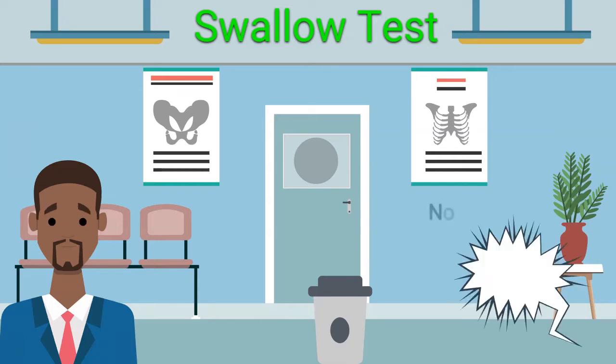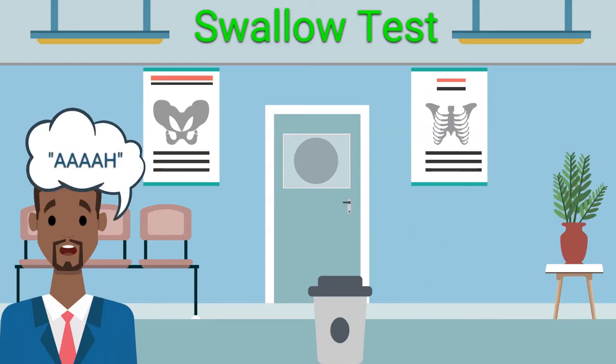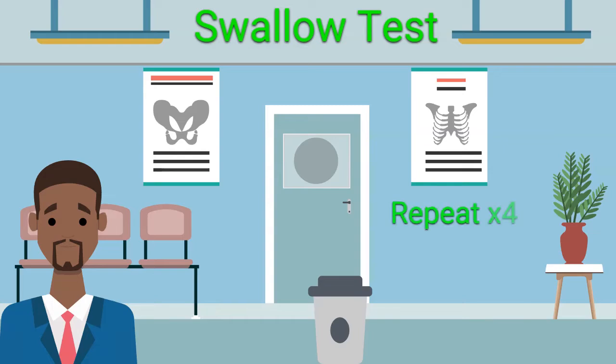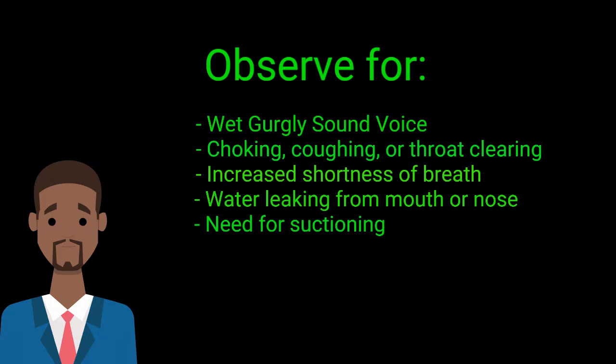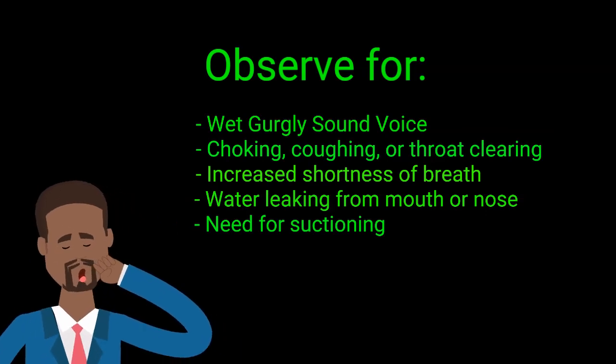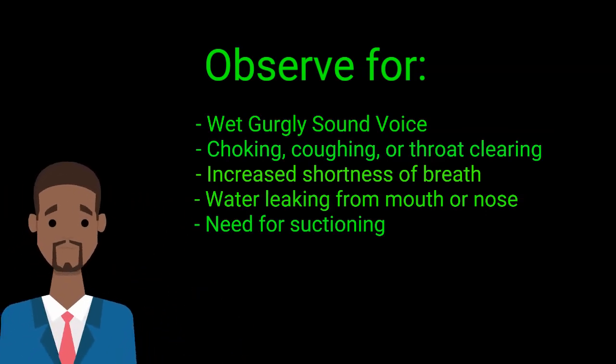Ask the patient to count from 1 to 10 or alternatively voice ah for 10 seconds. If the voice is clear and no discomfort is observed, give the patient larger sips of water. After the patient has performed their first swallow, observe for a wet gurgly voice, choking, coughing or throat clearing, increased shortness of breath or the need for suctioning.